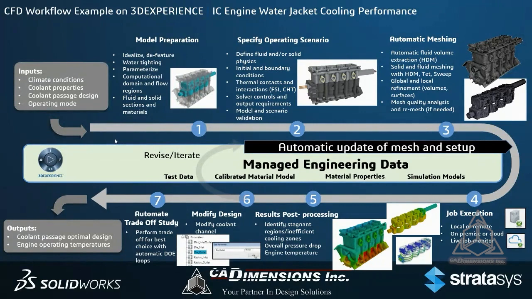So we can specify laminar flow, turbulent flow, a mix of both. We know whether or not we want to include thermal contacts like heat transfer, our fluid structure interaction, FSI. We can go ahead and specify our advanced solver controls if we wanted to get really granular with it. We know what our initial or boundary conditions are going to be, whether or not we're doing a transient study or a steady state study.